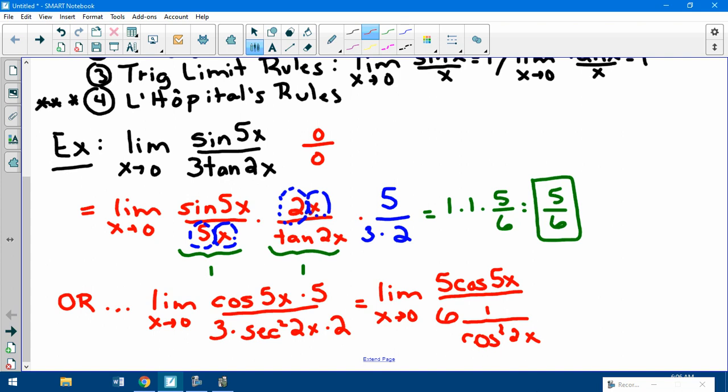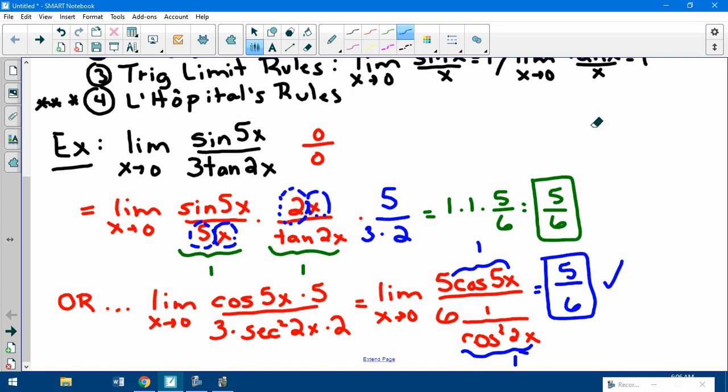Now I could deal with that kind of as a complex fraction if I wanted to, but if I plug in 0 right now, what's cosine of 0? 1. So that's equal to 1, 5 times 1. Cosine squared of 2x is just 1 squared, which is also 1. So you can see I'm going to get the same answer. 5 times 1 is 5, 6 times 1 over 1 is 6. There's 5/6. So neither of these is necessarily easy, but you at least have options now.